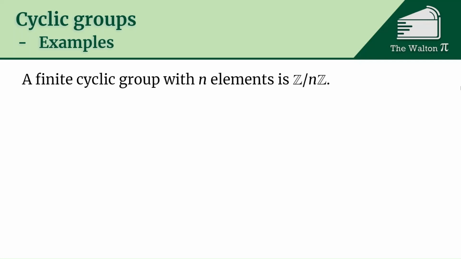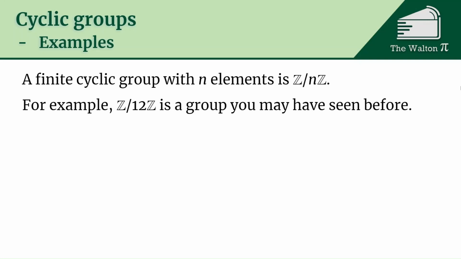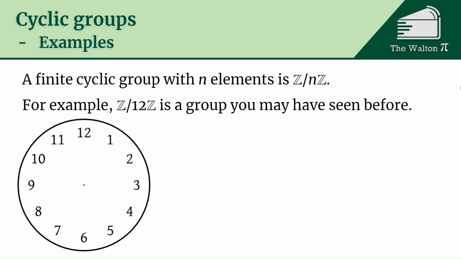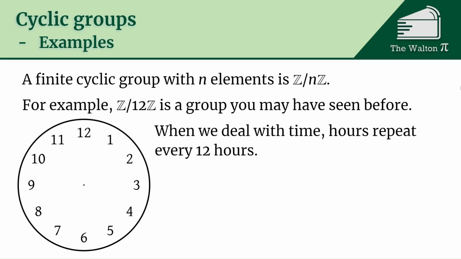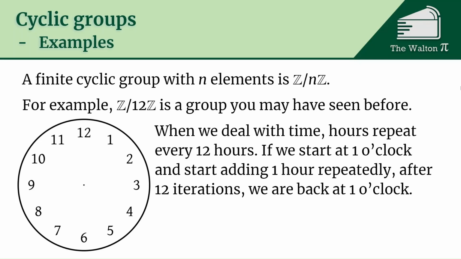We can also look at finite cyclic groups. A finite cyclic group with n elements is going to be Z mod nZ. For example, Z mod 12Z is a group you've already seen before. Look at a clock. When we deal with time, hours repeat every 12 hours. So if we start at 1 o'clock and add 1 hour repeatedly, after 12 times of adding it up, we're going to be back at 1 o'clock.